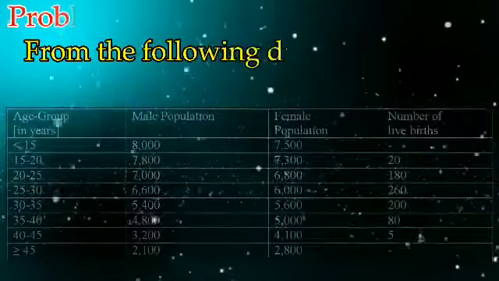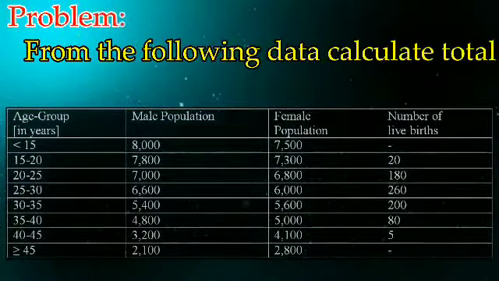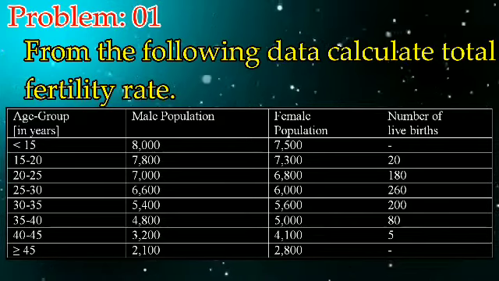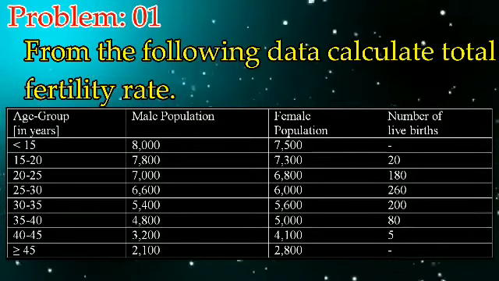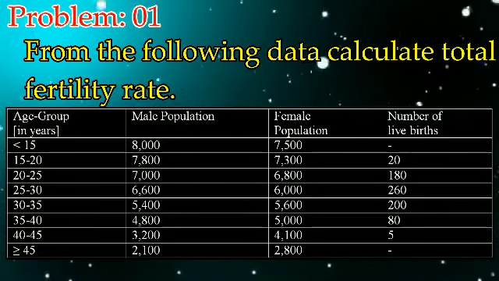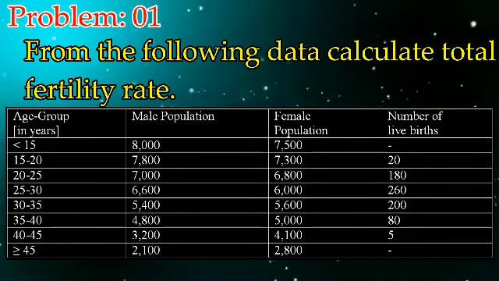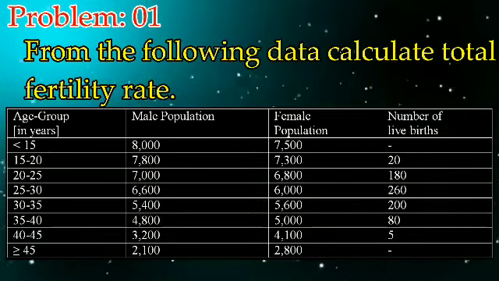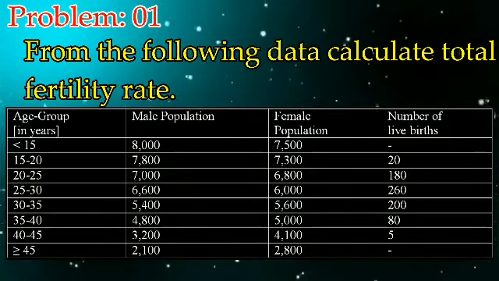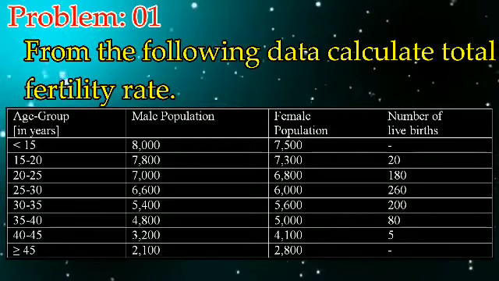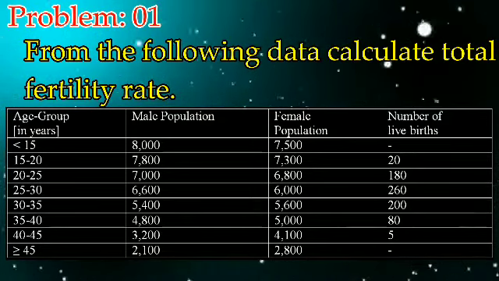So, the first problem, which is given in the slide: calculate total fertility rate from the following data. Different age groups are given along with the male and female population and number of live births in the question. Now first you should identify the formula. In order to find a TFR, there are two different formulae. The first one is for the quinquennial age groups and the other one is for when the width of the class is not exactly 5, where we find TFR based on the sum total of ASFR values.